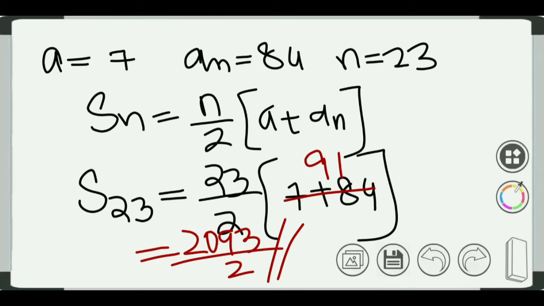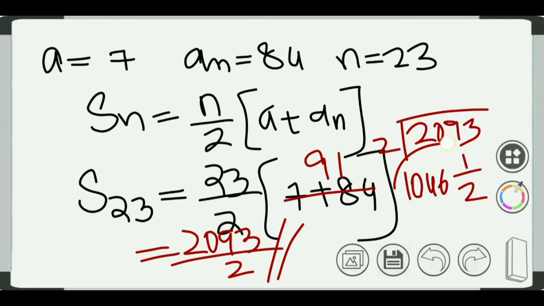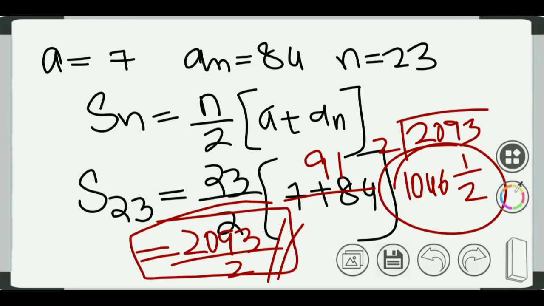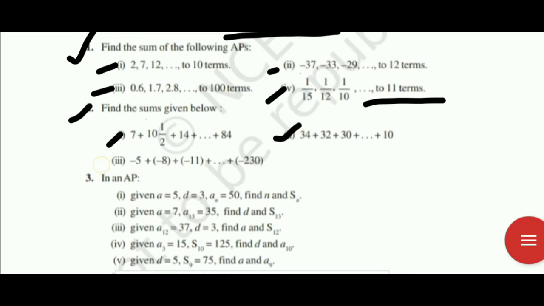If you want, you can simplify more. Do 2093 divided by 2 and you will get 1046, so you can write 1046 1 by 2. Or you can stop here; 2093 divided by 2 is your answer. The same way you can do the other problems. Same way you can do this one and this one.